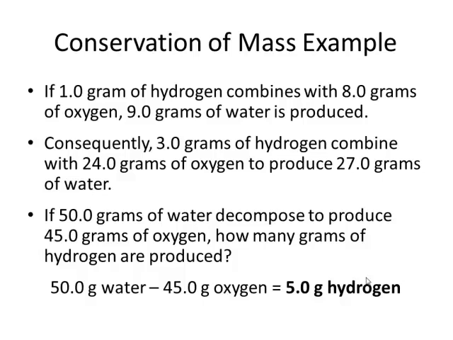So if you had 50 grams of water break down to produce 45 grams of oxygen, how many grams of hydrogen are produced? You have 50 grams and 45 grams of oxygen, so you subtract, and you'd have 5 grams of hydrogen. They have to add up. That's what this law says. This is a natural law. It's not a theory. It's a natural law that says the matter that you start out with, you have to account for it.